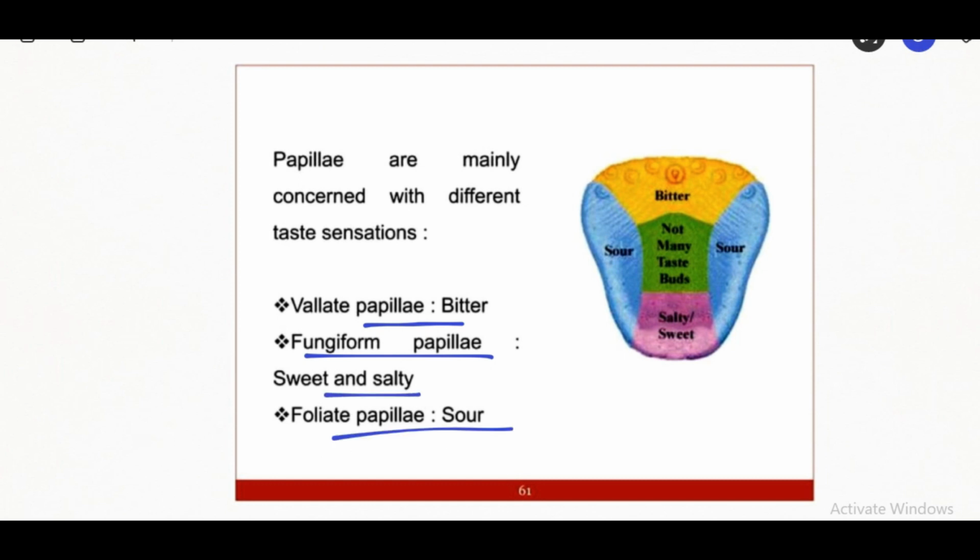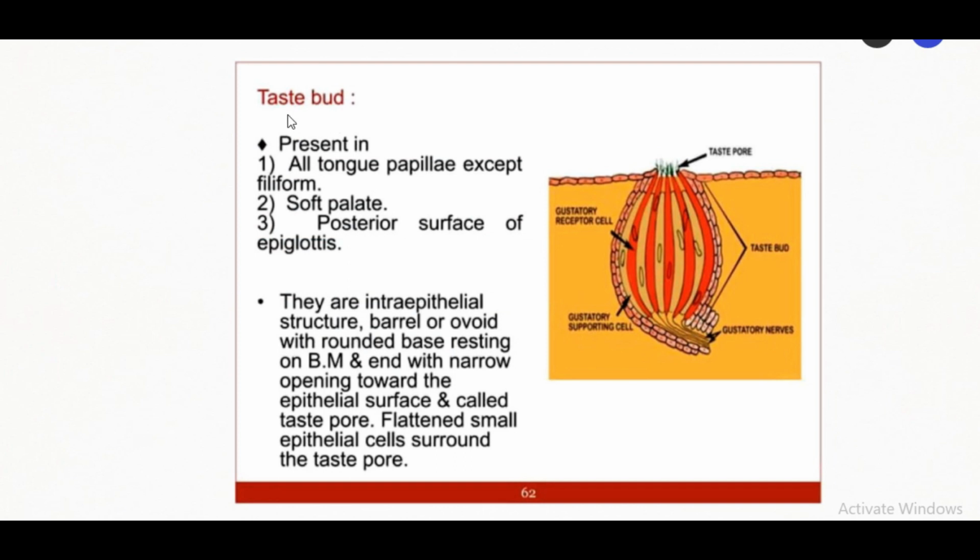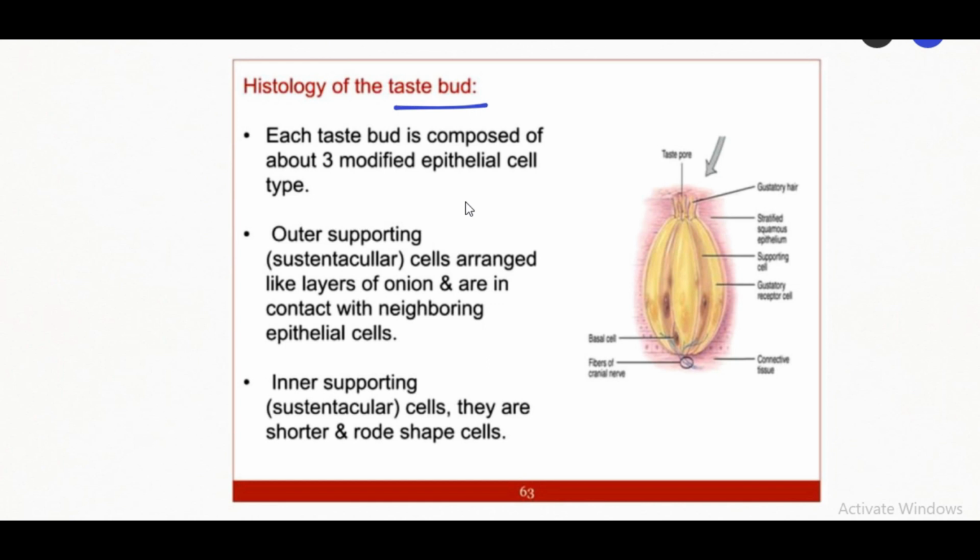Coming to the taste buds. The taste buds are present in all tongue papillae except the filiform papillae, and are present in the soft palate and the posterior surface of the epiglottis. Each taste bud is composed of 3 types of modified epithelial cells: the outer supporting cells that are arranged like layers of an onion, and the inner supporting cells, which are shorter and rod shaped. The taste cells contain neuroepithelium. They are 11 to 12 in number. These cells are slender with dark stained nuclei.